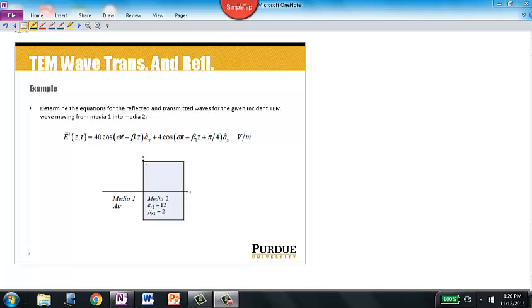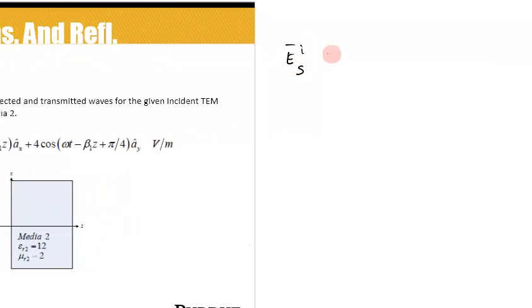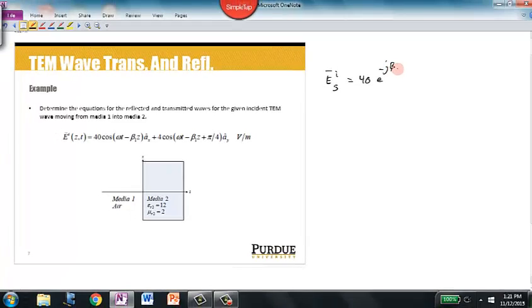impedance boundary here. So the first thing that we need to do is convert this over into phasor form. So E bar incident is going to be equal to the initial amplitude 40. We need to convert this to its phasor form, so that's just e to the minus j beta 1z. There was no attenuation here. And that's pointing in the a hat x direction. And then there's a second component, e to the minus j beta 1z.